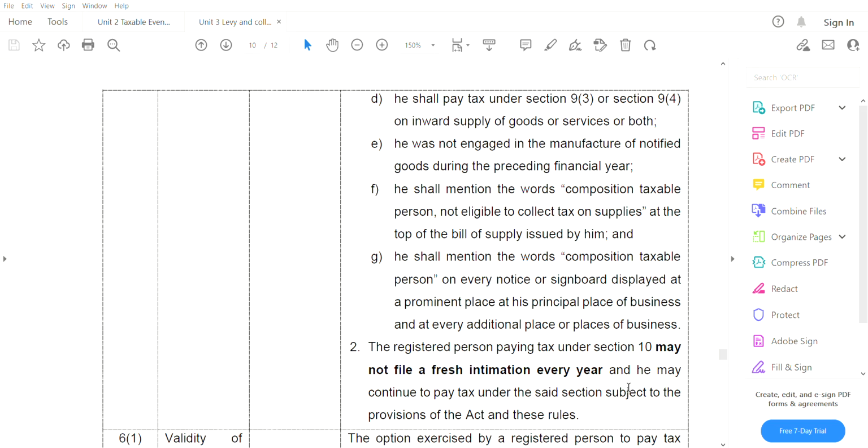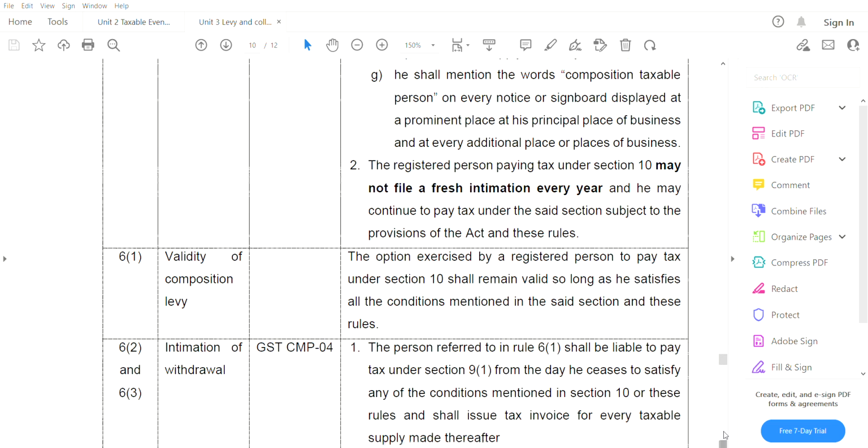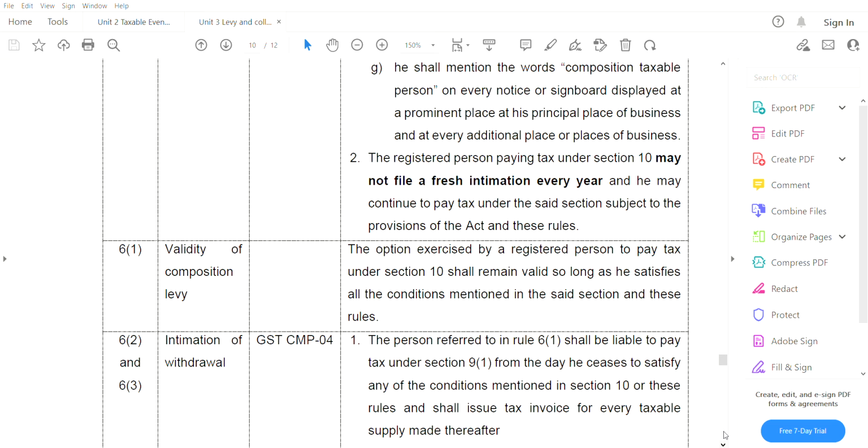Okay. One change from the erstwhile state VAT laws is that the registered person who has opted for the composition scheme need not file fresh intimation every year and can continue under the scheme. நான் வருஷம் அந்த GST CMP 02 ஃபைல் பண்ணணும்னா அவசியம் கிடையாது. ஒரு தடவை பண்ணா போதும். So only in case of withdrawal will you need to come out of the scheme. As long as you are satisfying the conditions of section 10, you can continue under the scheme.